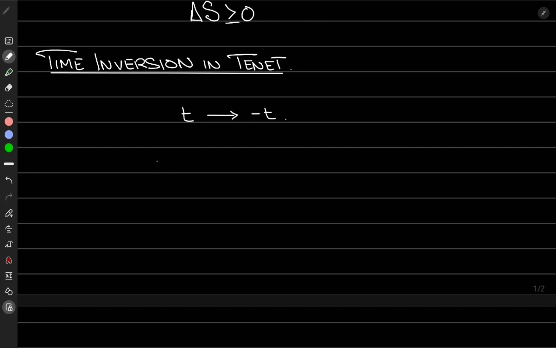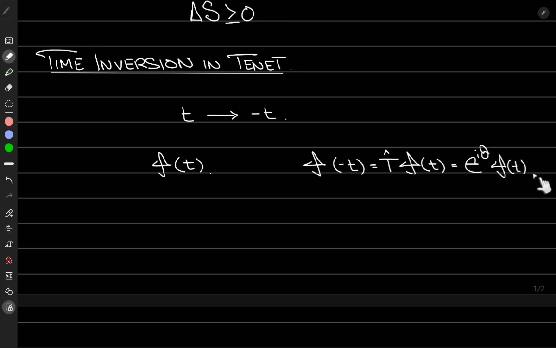Remember, we can specify our system as the state phi of t, right? That's how you can specify your system. So if a system is invariant under time inversion, its wave function will satisfy this condition that I'm going to write: the wave function phi of minus t is equal to the time reversal operator acting on the wave function psi of t, which is just e raised to the power i theta times psi of t. This thing we have already seen before as well. This theta is just a phase factor.